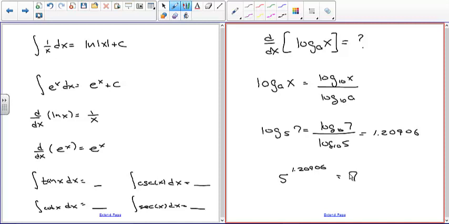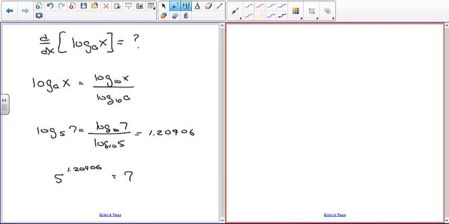But we're not going to use log base 10 in our derivation. We're going to say log base a of x is equal to the natural log of x divided by the natural log of a. So what I'm doing there is I'm taking log to the base e of x divided by log to the base e of a, which is, log base e is just natural log.